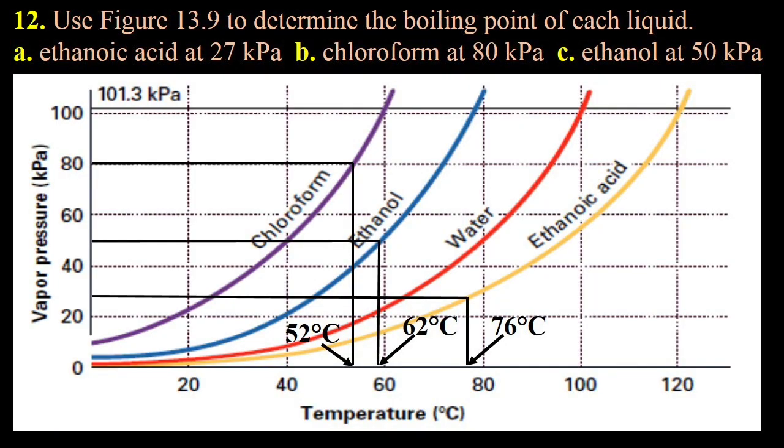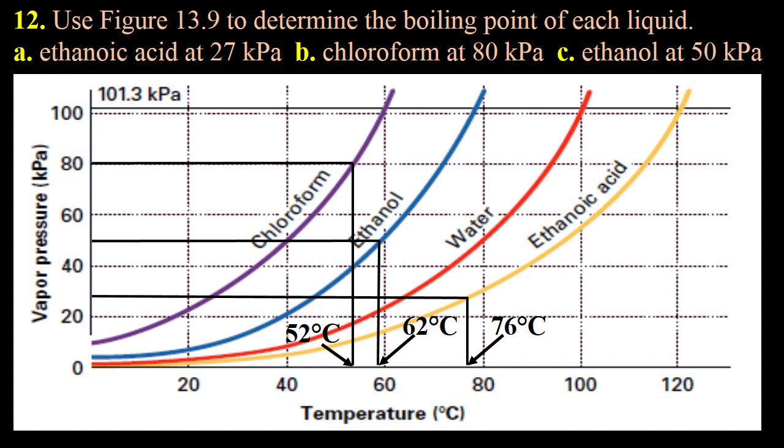It says use figure 13.9 to determine the boiling point of each liquid. A, ethanoic acid at 27 kilopascals. B, chloroform at 80 kilopascals, and C, ethanol at 50 kilopascals. So what I did was I drew black lines that intersect from the y-axis.